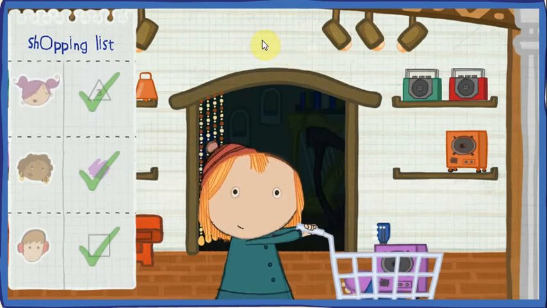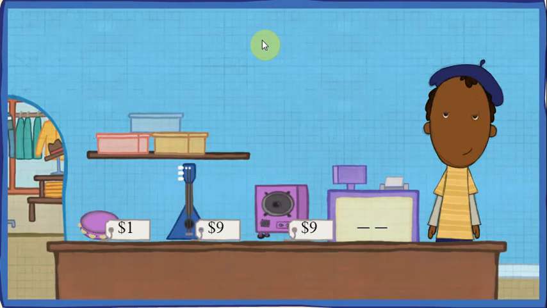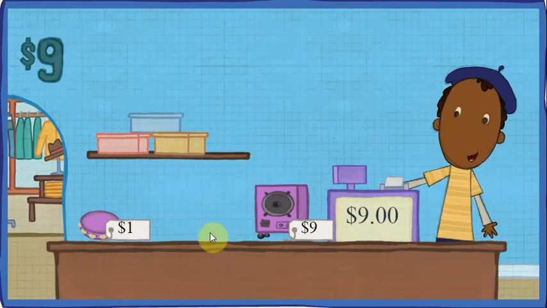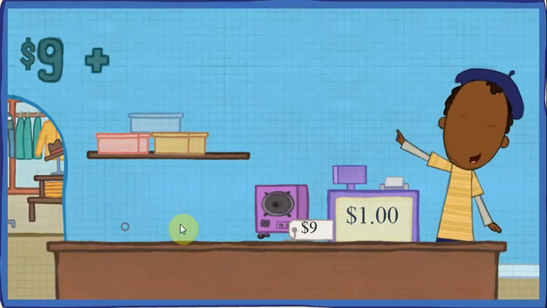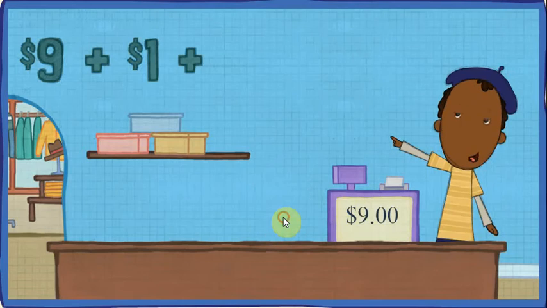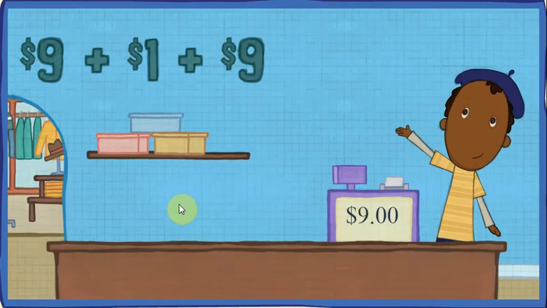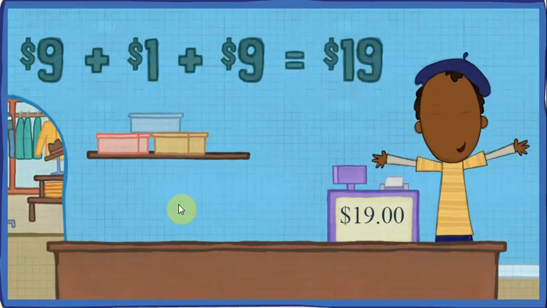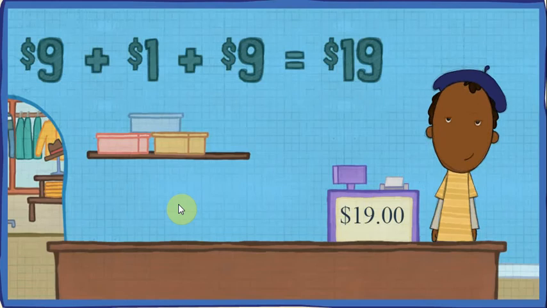We've got everything. Now let's go pay for it. Give the items to Ramon so he can add up the cost. $9 plus $1 plus $9 all together equals $19.